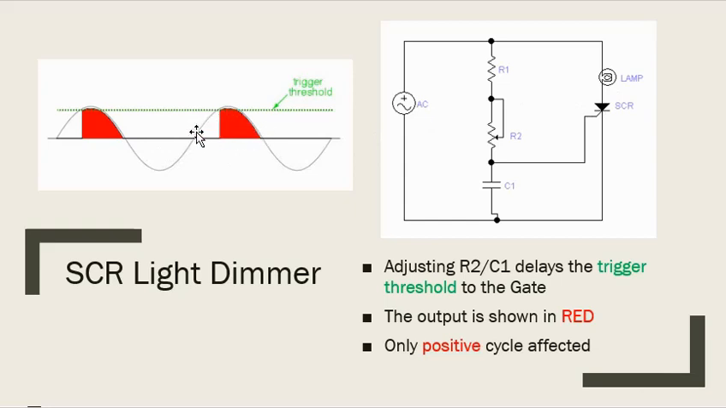What we can do is vary the amount of energy going to that lamp. If we had it turned on here, we'd have a full half cycle, and that lamp would be the brightest it could be in this circuit. Then as we increase the RC time, we're increasing the delay, and we could go all the way up to about here. So we can go from a full cycle to about half cycle.